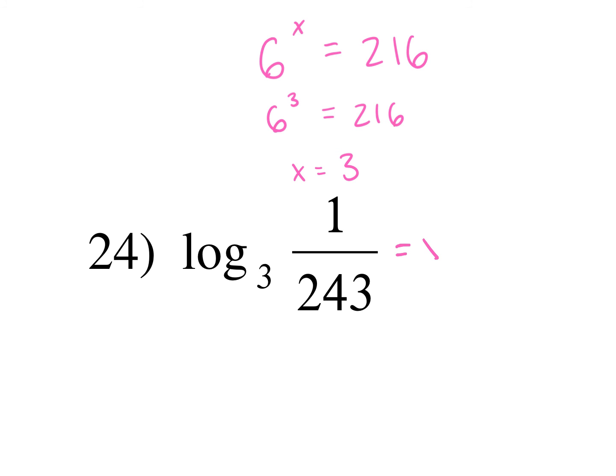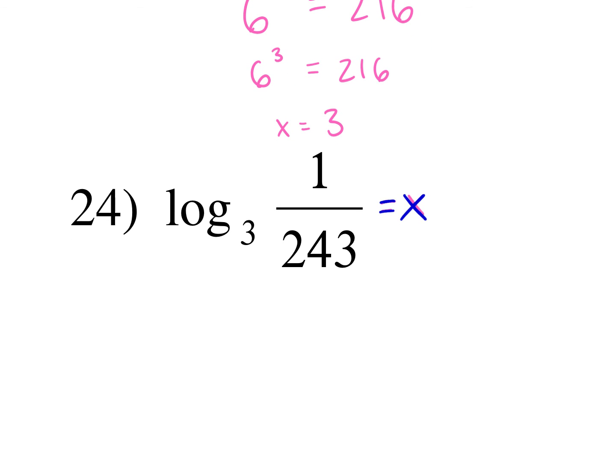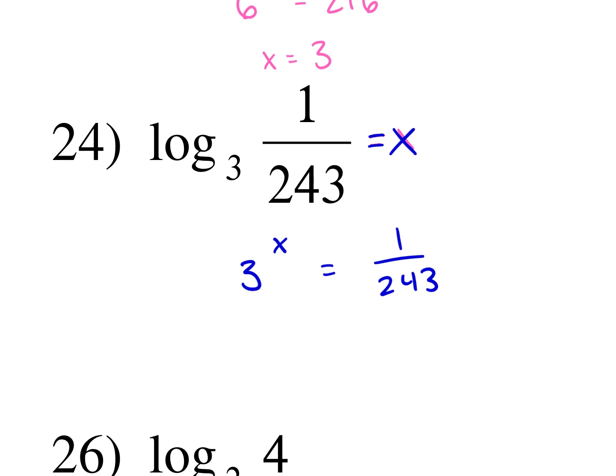All right, for the next one. What's my base? 3. What's the exponent? X, and it's equal to 1 over 243. So here it turns into a fraction. So what do I know my exponent has to be? Negative. So 3 to what power would give me 243? 5. Perfect. Because 3 to the 5th power would be just 243. But to make it a fraction, it has to be negative.